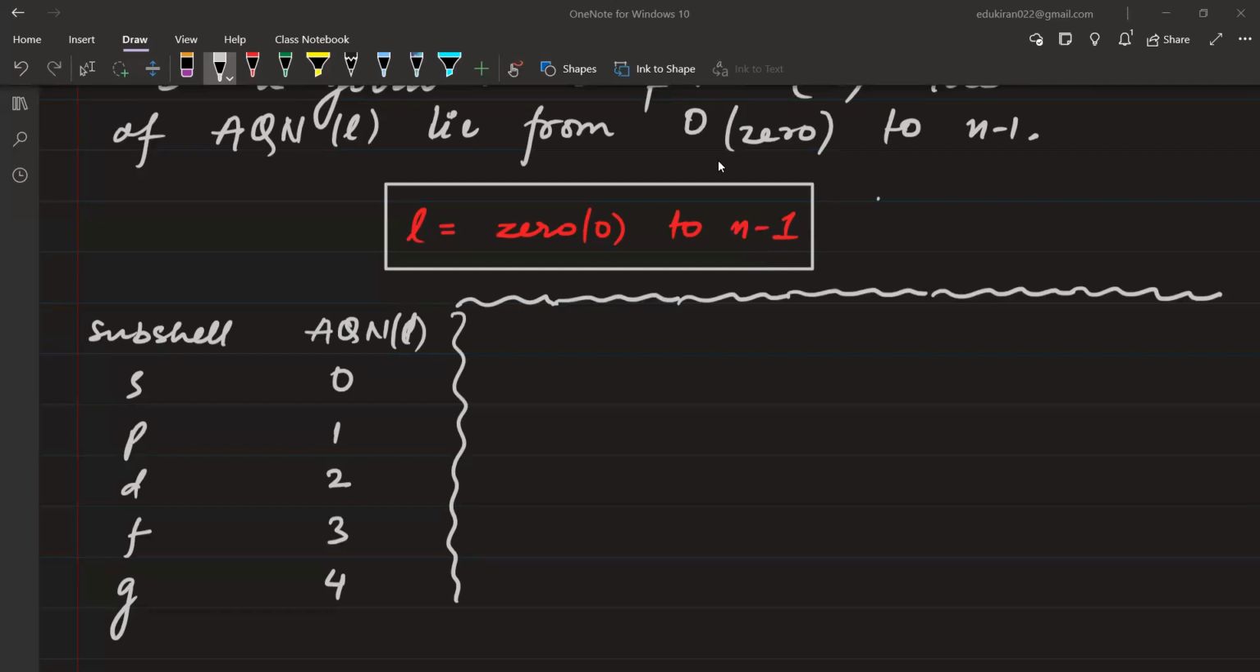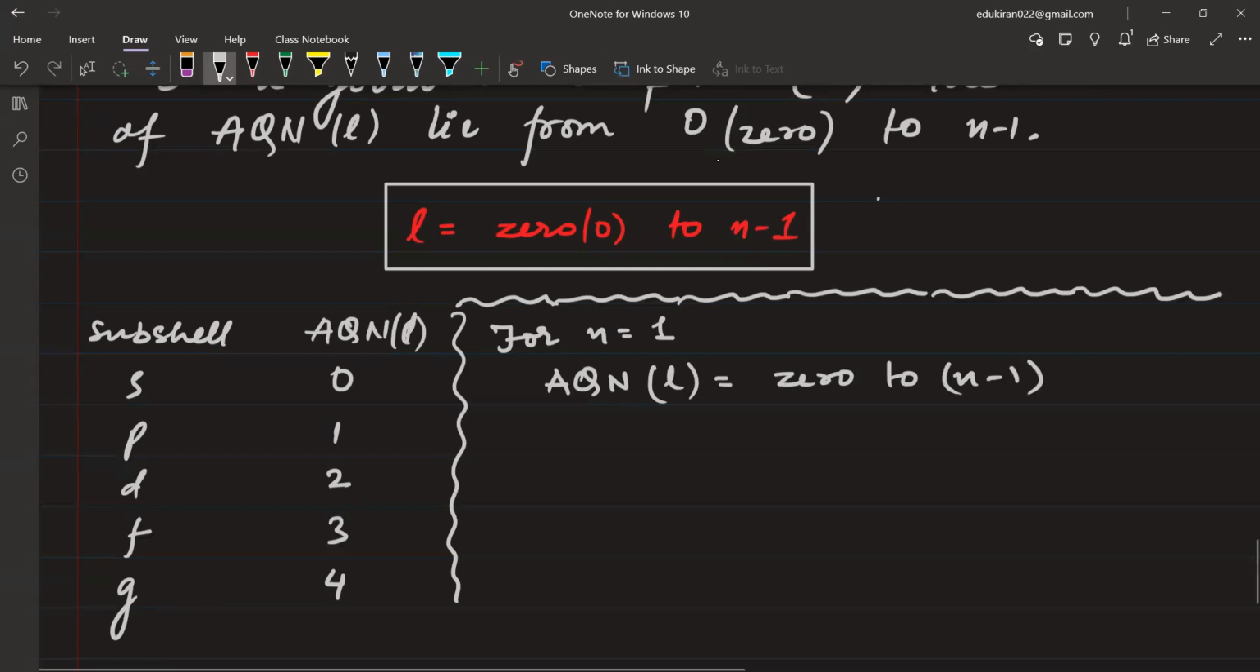Now, please don't write anything. Keep your pen aside. I will ask you questions. Please see, for n is equal to 1, that means we are in the first shell. Azimuthal quantum number, that is the value of L, will be equal to 0 to n minus 1. Correct? Yes or no? Please tell me.